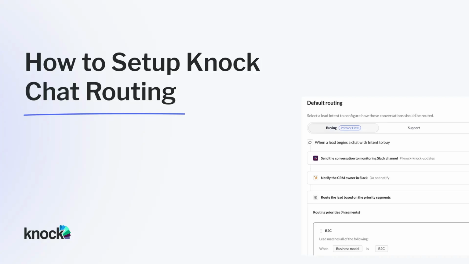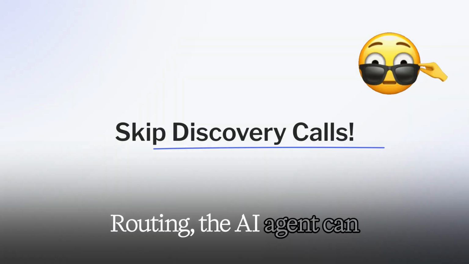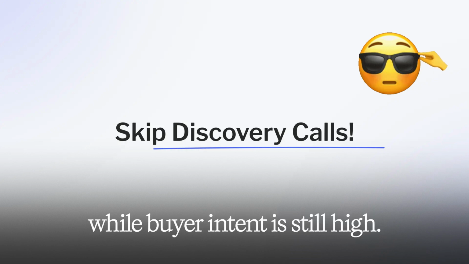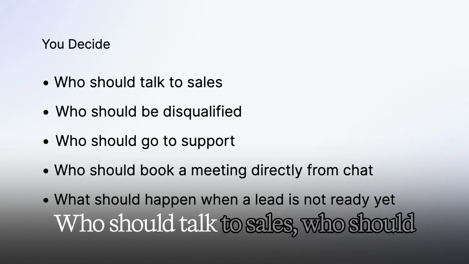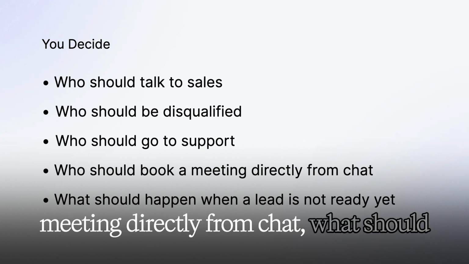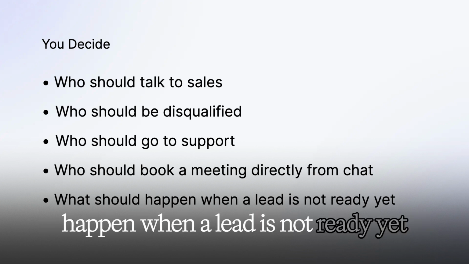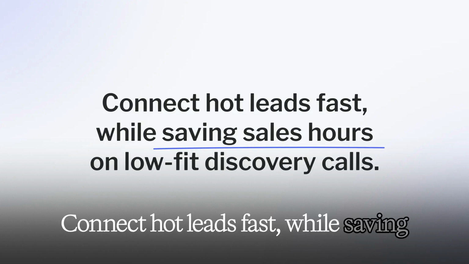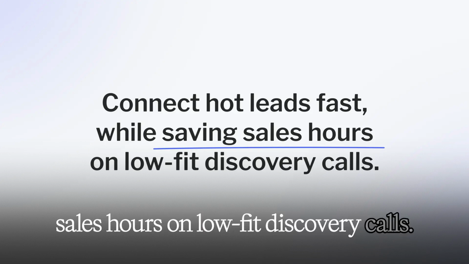Today, I'm going to show you how to use Knock AI chat routing logic. With chat routing, the AI agent can run discovery directly in chat while buyer intent is still high. You can decide who should talk to sales, who should be disqualified, who should book a meeting directly from chat, what should happen when a lead is not ready yet. The goal is simple. Connect hot leads fast while saving sales hours on low-fit discovery calls.